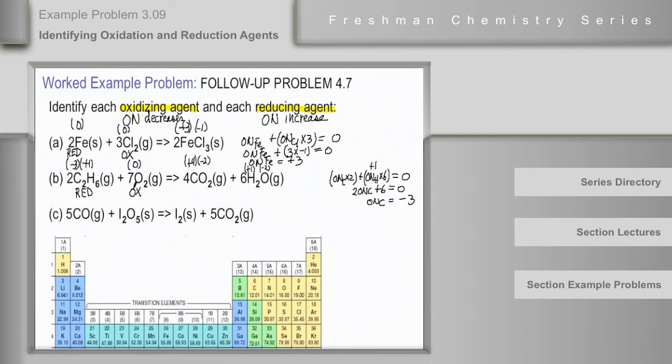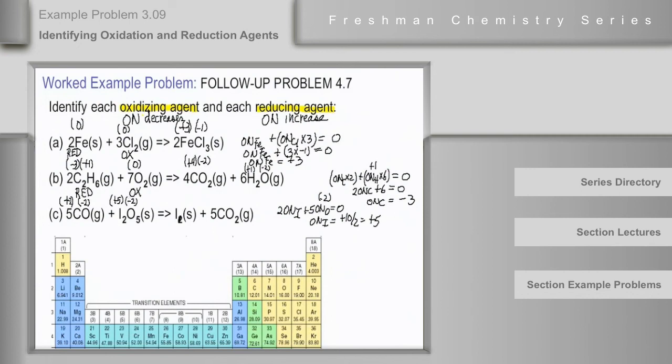If we look at example 3, we have carbon monoxide. Here, oxygen will be -2, so carbon will have to be +2. In I2O5, we have 2 times the oxidation number of iodine plus 5 times the oxidation number of oxygen is equal to 0. So the oxidation number of iodine will be equal to, this is -10, transferred to that side to be +10, so +10 divided by 2, +5. So the oxidation number of iodine is +5. The oxidation number of oxygen here is -2.